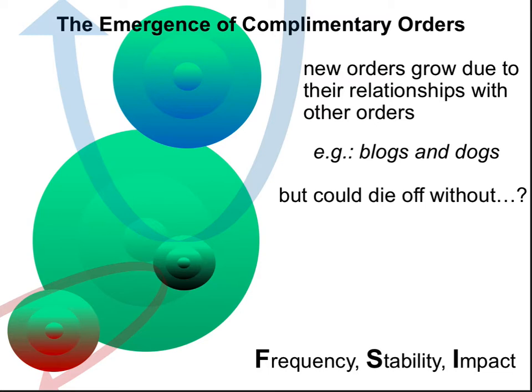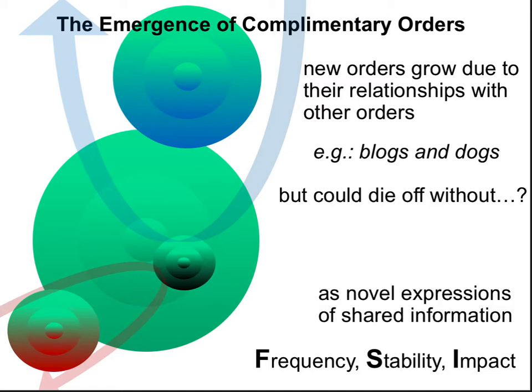grow. But the other thing that makes them grow is their position and their ability to create novel expressions of shared information. And that's the criticality that we're about to talk about, where it's a mix of stability and newness. Okay? A mix of stability and newness.